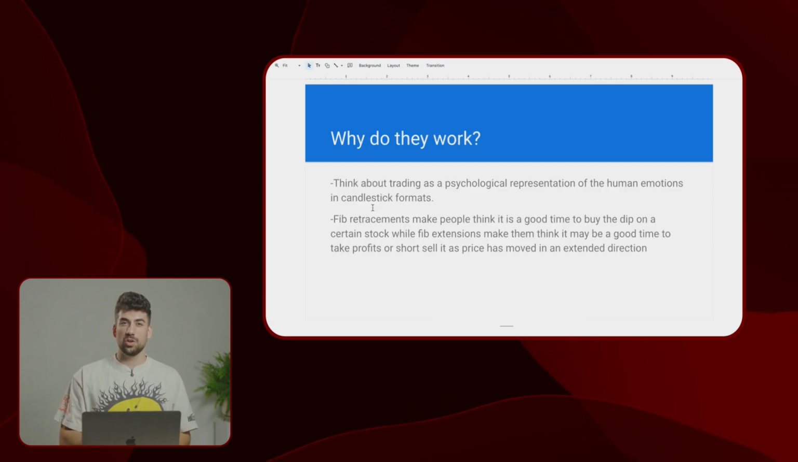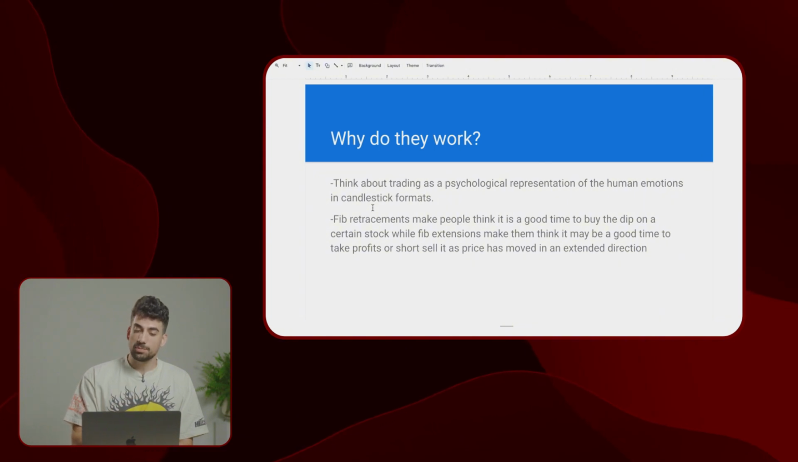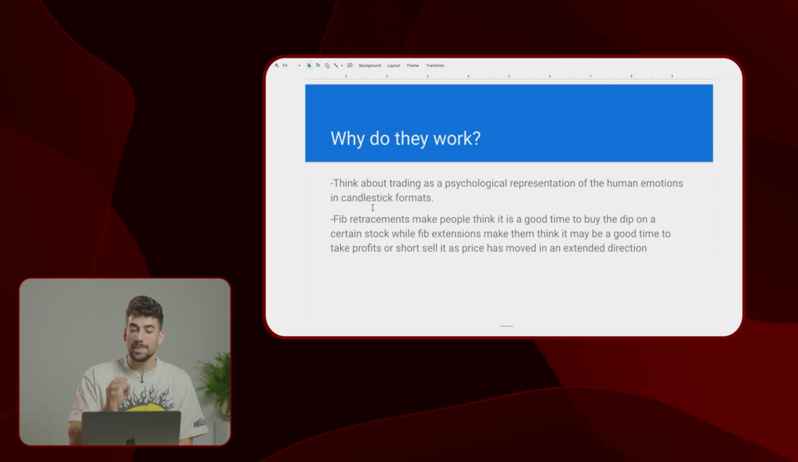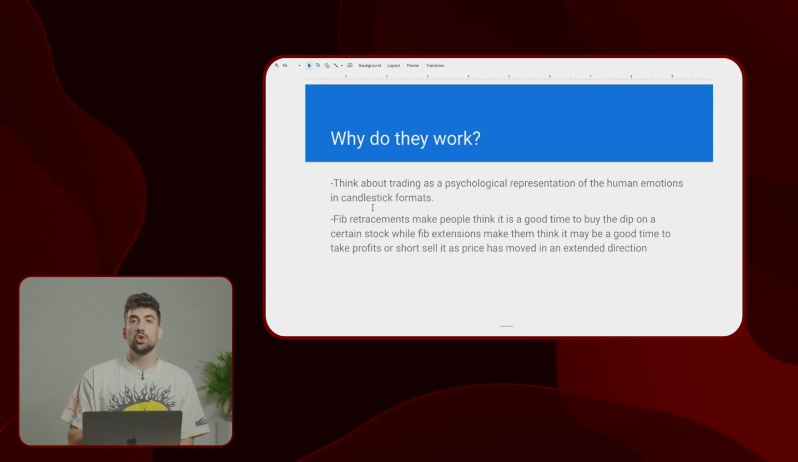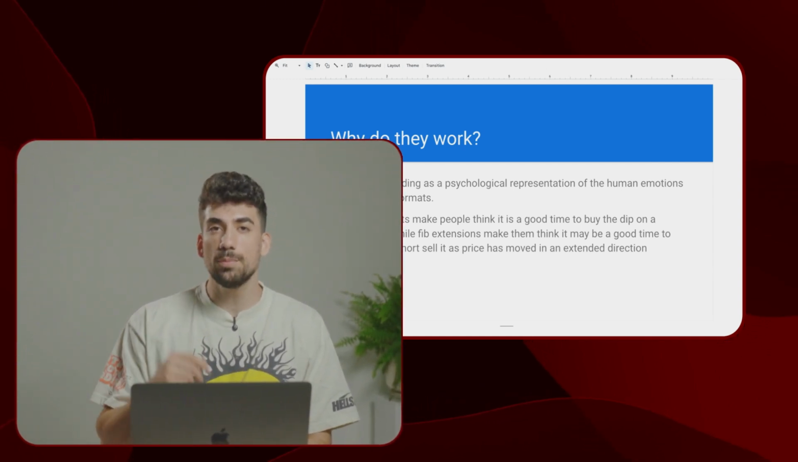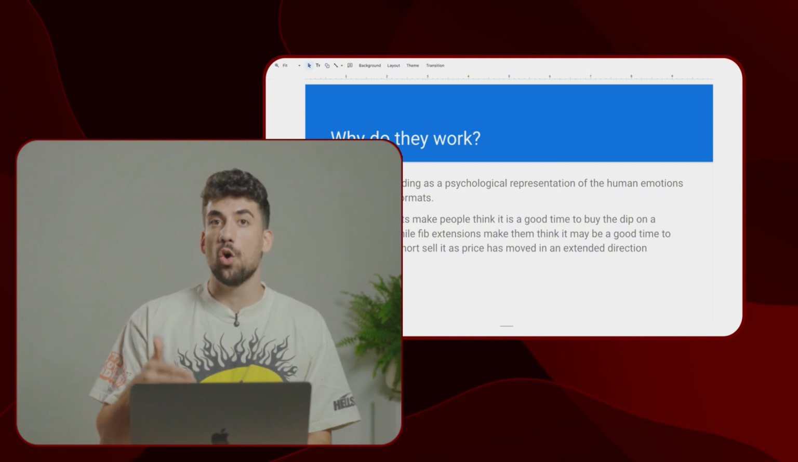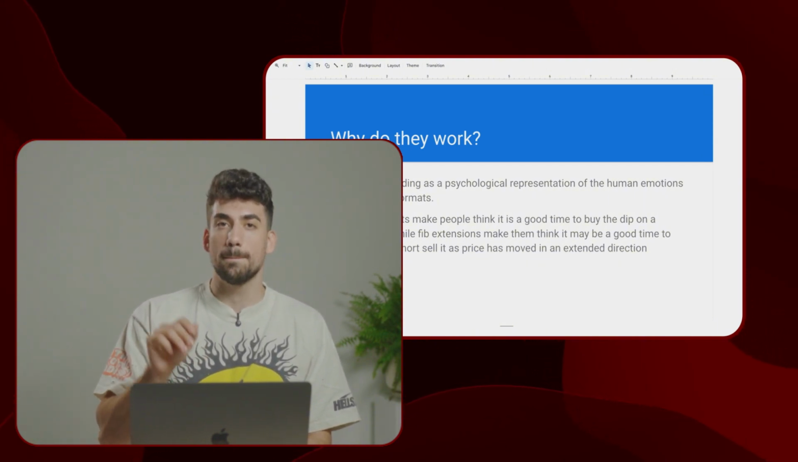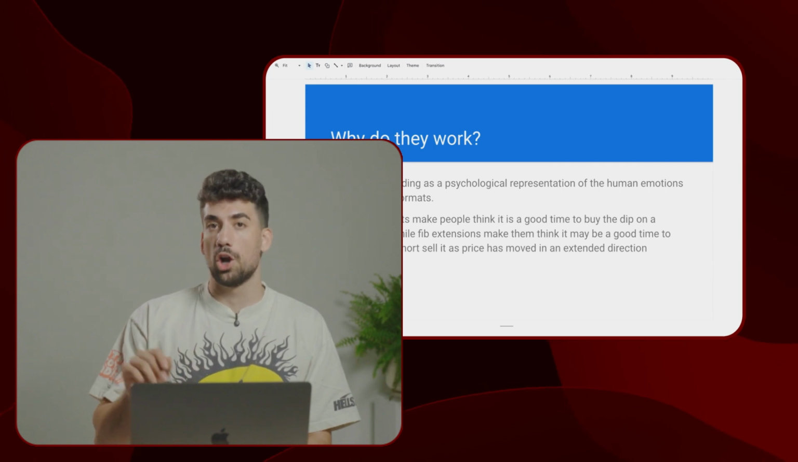Why does it actually work? Well, think about it. Fib retracements make people think it is a good time to buy the dip on a certain stock, while fib extensions make them think it might be a good time to take profit or short sell as price has moved in an extended direction. Human emotions work in cycles. This is why price action and Fibonacci's can give us an insight on where the human emotions might take price and might give us an edge over other traders.